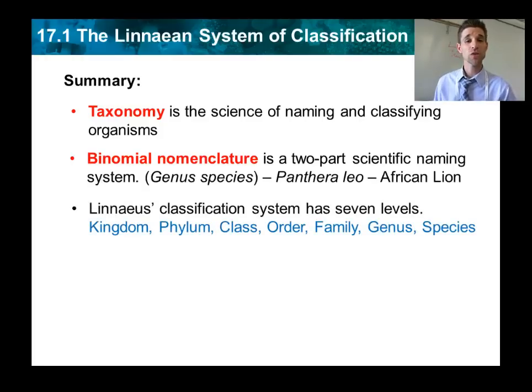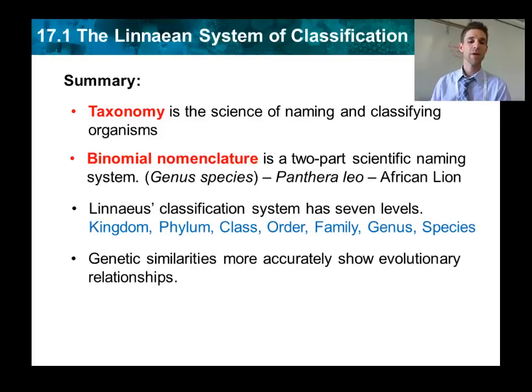And again, Linnaeus' system also has different levels. It has 7 different levels, and those levels are kingdom, phylum, class, order, family, genus, and species. Kingdom being the biggest group, the biggest taxon that you can talk about, and genus and species being the smallest groups that you can talk about.